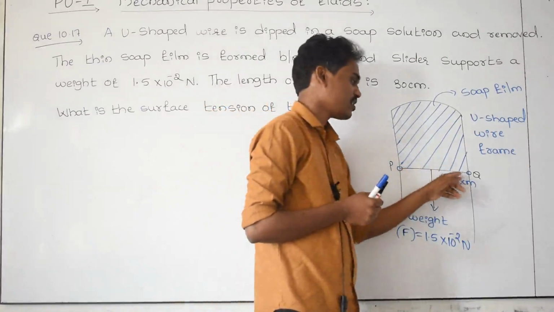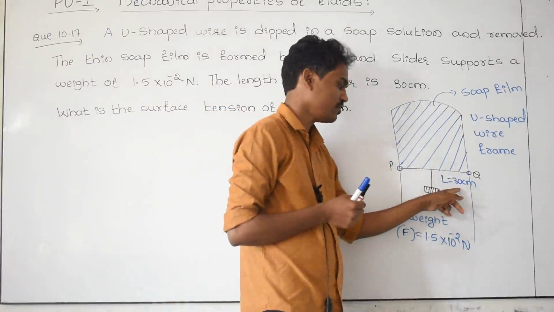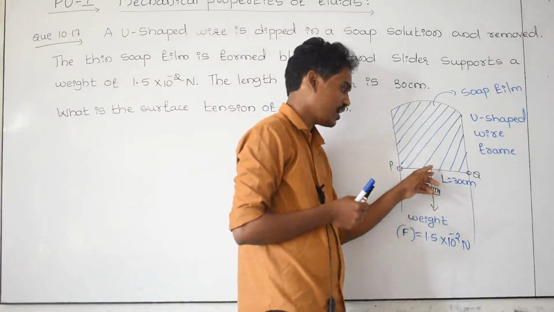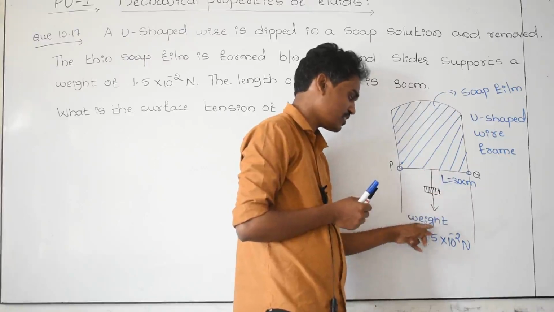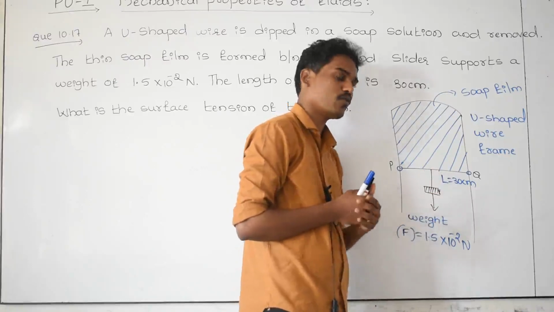The length of this wire is 30 centimeter, what he has given, and he has attached a weight to this wire in the downward direction, that is, weight is equal to 1.5 into 10 to the power of minus 2 Newton.